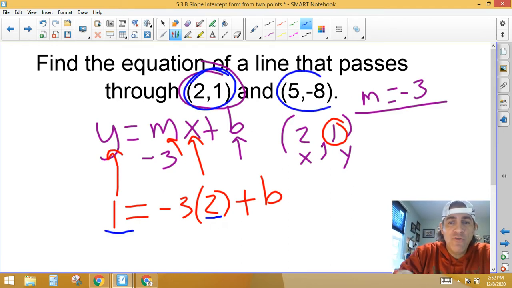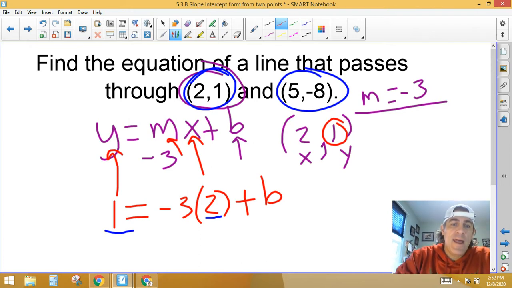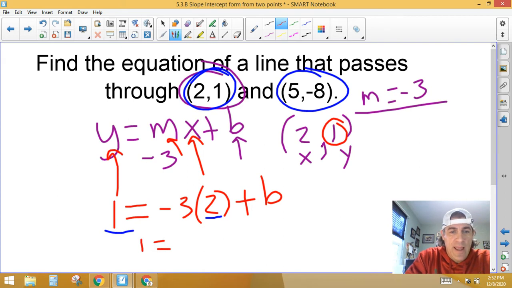I could have used this other point. The reason I didn't use that point is those numbers were bigger and negative. I want to try to find an easier point to work with. That's why I chose 2, 1. I plugged the 2 in for the x, the 1 in for the y, and the negative 3 in for the m. And now all I do is solve this equation. 1 equals, I can multiply negative 3 times 2 and get negative 6 plus b. And now it's a one-step equation.